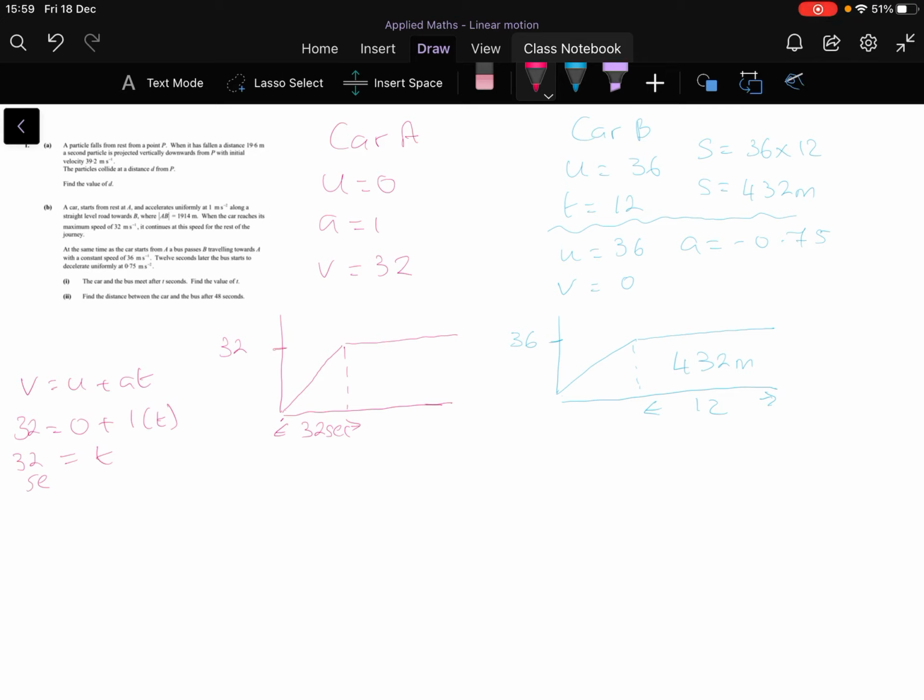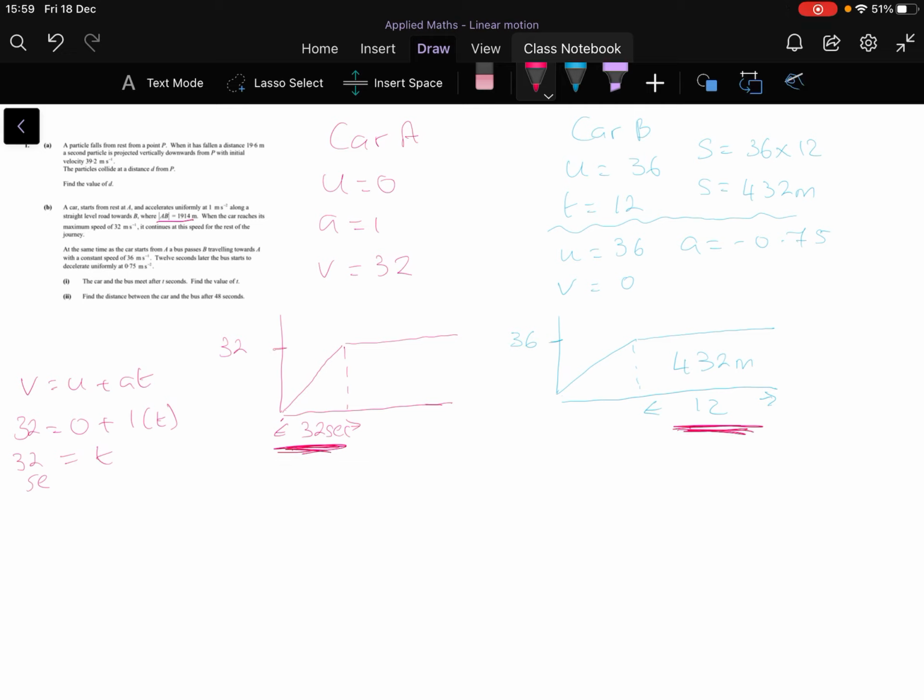Now what they're asking us to do here is they're saying that the car and the bus meet after t seconds. So if we look at this part here, it is taking us 32 seconds. This here is taking us 12 seconds. We know that the whole distance that they are going is 1,914 meters. I know in this section here that we've gone 432 meters.